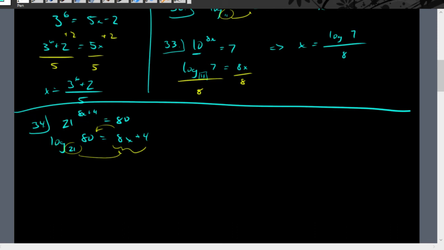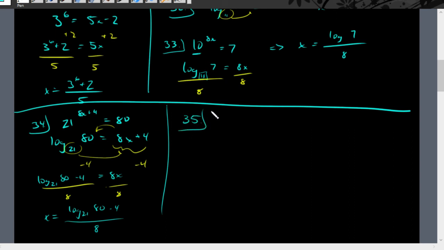So now we want to get x by itself, and so you have to subtract 4 and then divide by 8. So you're going to get 8x over here equals log base 21 of 80 minus 4. And you divide by 8, and you're going to get x equals log base 21 of 80 minus 4, all over 8. Beautiful. What a beautiful problem.